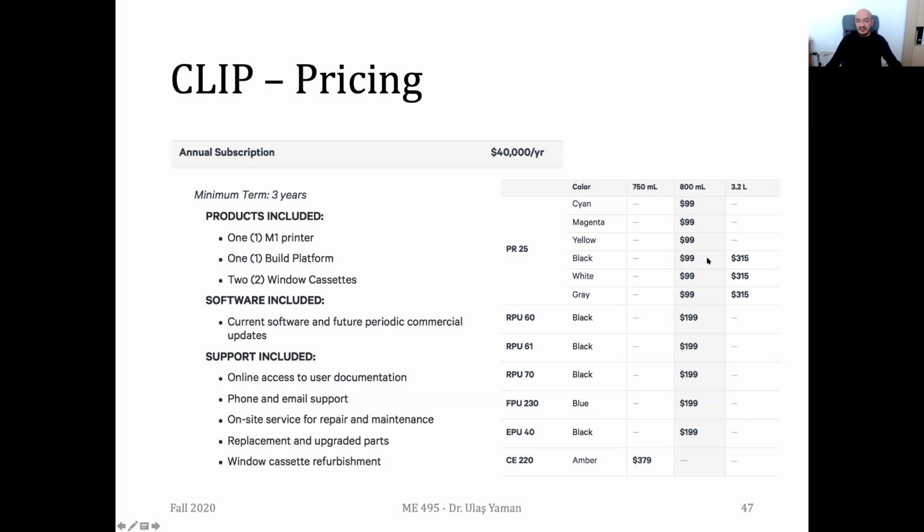And their cost for the materials are a bit higher compared to the conventional SLA or obviously PBF. As you see, it's around $100, which is not even equal to a liter. About 800 milliliters of their material is around $100. And they have special software, obviously. So if you sum all these, you need to pay $40,000 per year, and also you need to purchase some materials. So that's a quite expensive system.